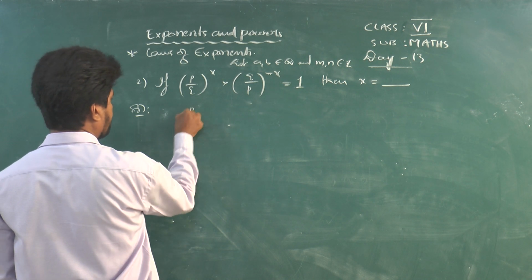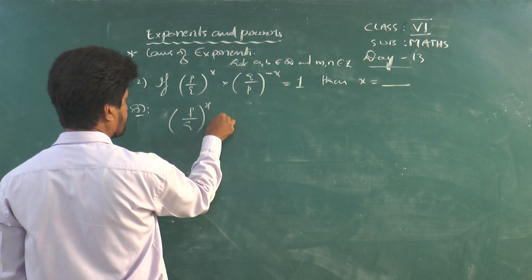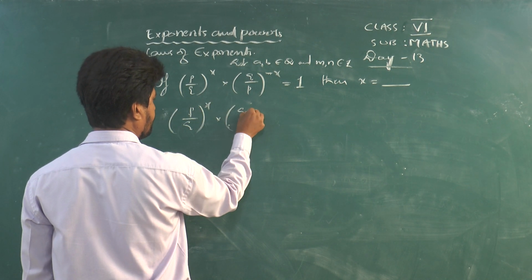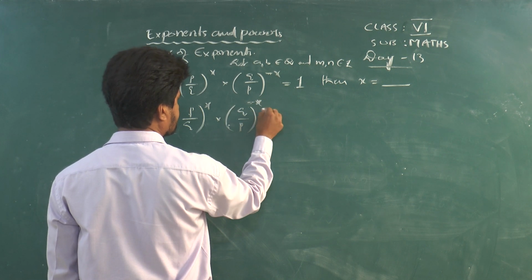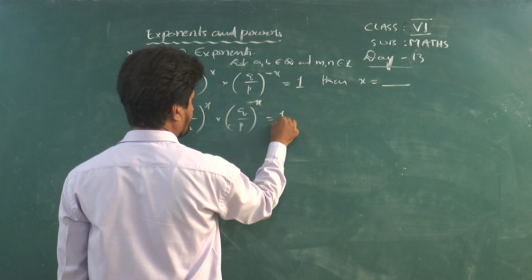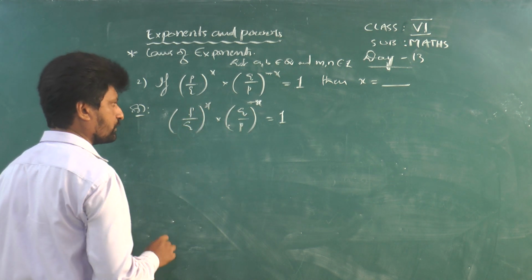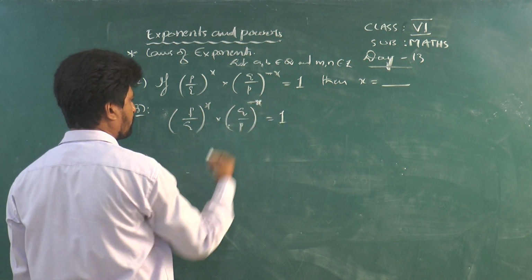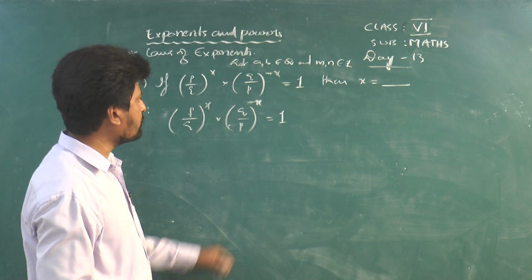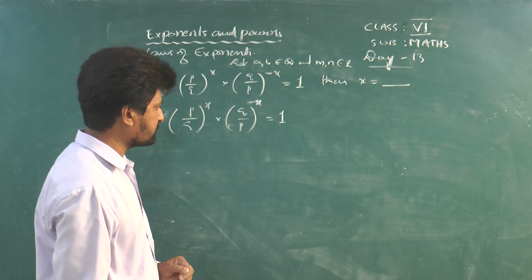Take the problem: (p/q)^x into (q/p)^(-x) is equal to 1, given. Here first of all see (p/q)^x, okay. Now (q/p)^(-x). Let us suppose we want to remove that negative sign in the exponent.